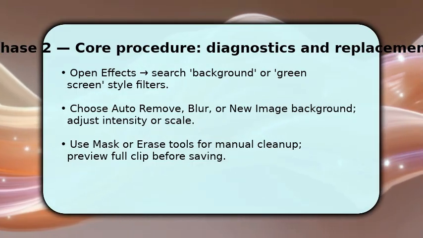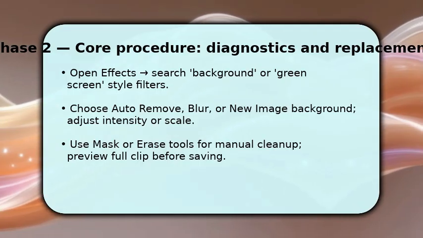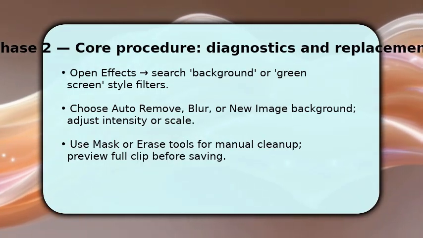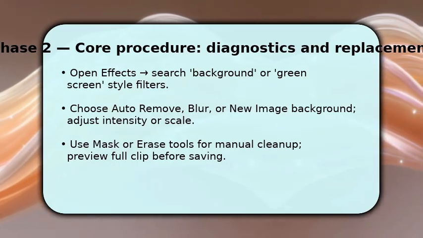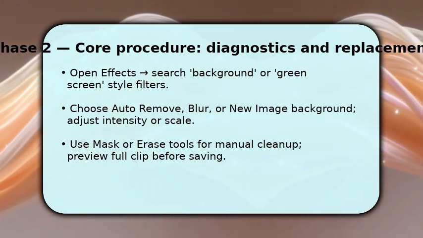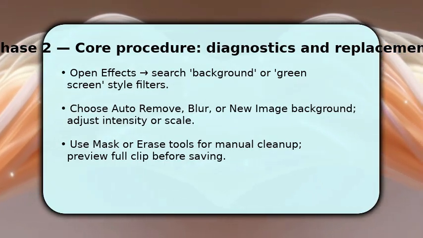For a custom image, pick Photo Background and choose a new picture. Then adjust intensity, scale, or placement so the subject looks natural. If the automatic mask misses spots, use the mask or erase brush to clean edges. Preview the full clip to catch flicker or edge artifacts.